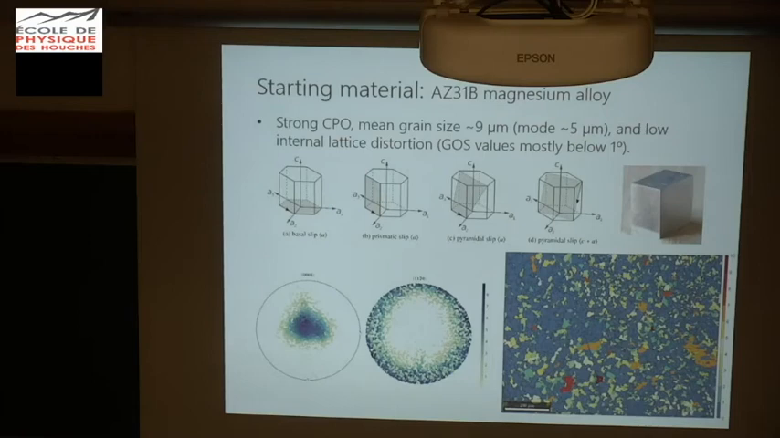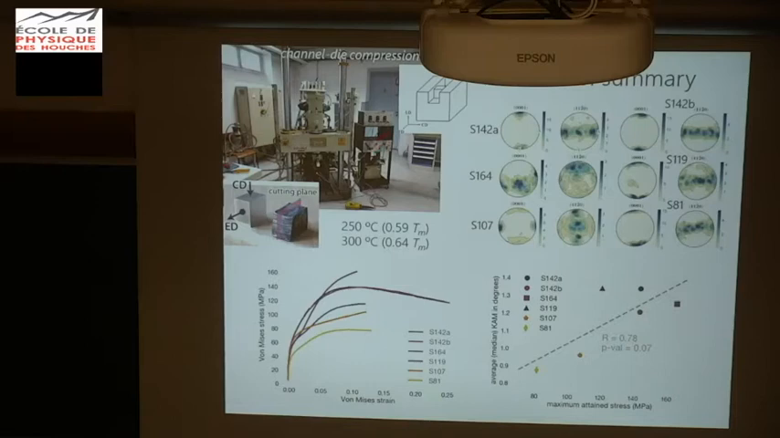So the starting material is AZ31B alloy, this parallelepiped that you can see here. This material was already deformed and annealed, so that the material has a very strong basal texture and very low dislocation content, and a small grain size. The apparent grain size is about 5 microns. Then we deformed this parallelepiped in a channel die compression rig at different temperatures, 250 or 300, and different strain rates, 10 to the minus 1 and 10 to the minus 2.